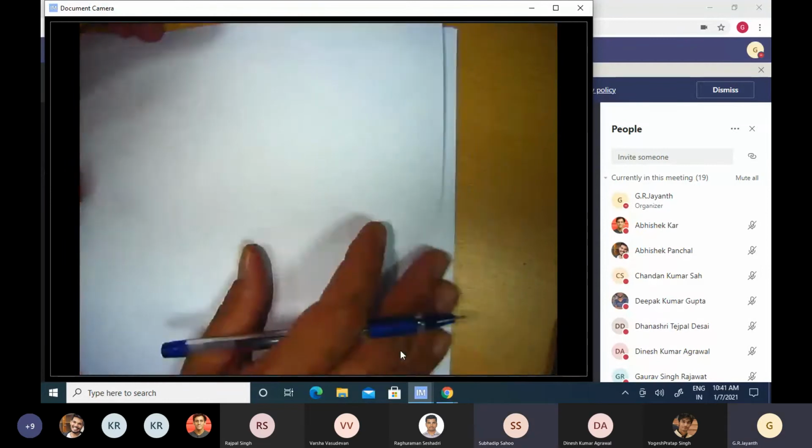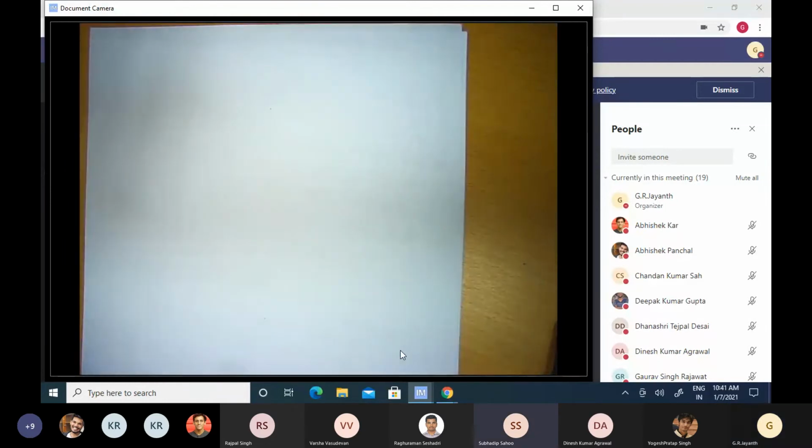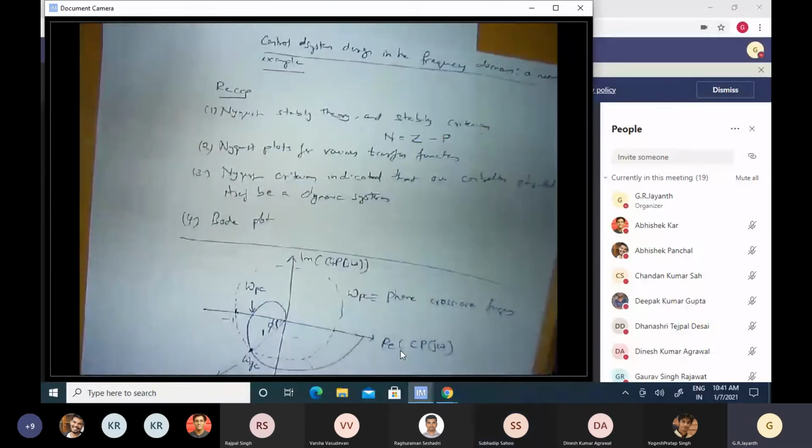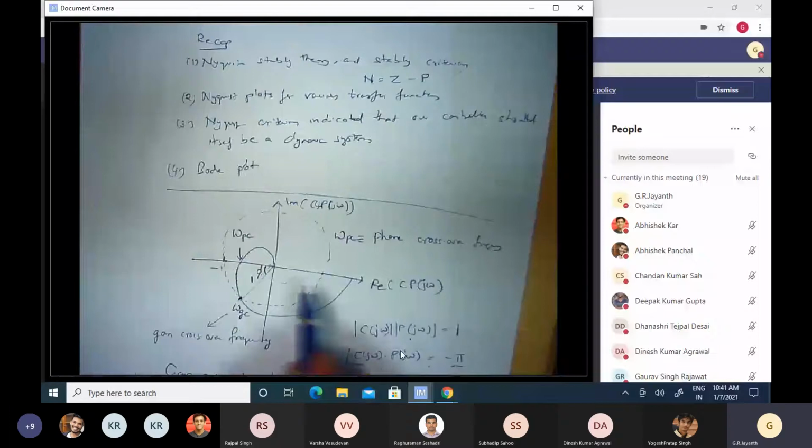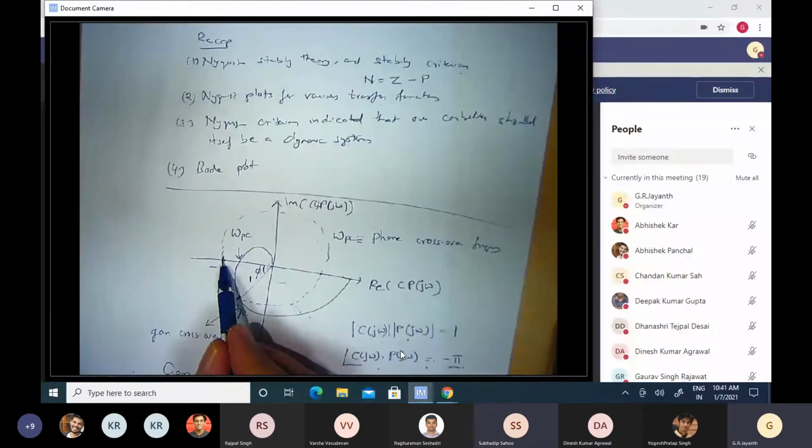One more thing. If phi becomes 0, then that will surely be unstable, no? Well, if phi becomes 0, what does that mean? That this Nyquist plot will pass through the point -1. Yes, sir, that is right.